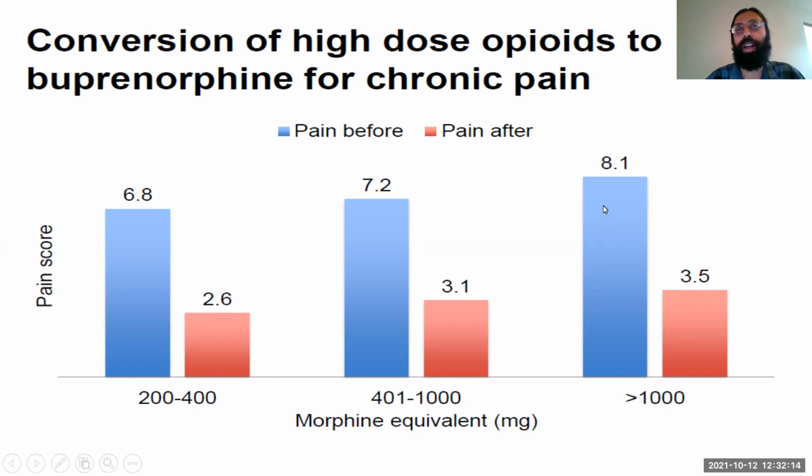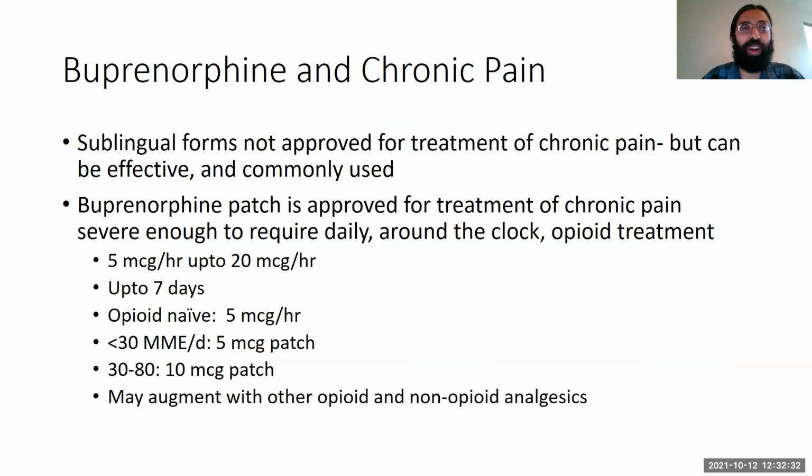Here, the higher the number, the worse the pain. It's just the visual analog scale from 1 to 10. So you can see clinical and statistical improvement in pain 3 months after they were switched over to buprenorphine monotherapy. And certainly they were a whole lot safer being on just buprenorphine than all of those other opioids. So don't forget about that.